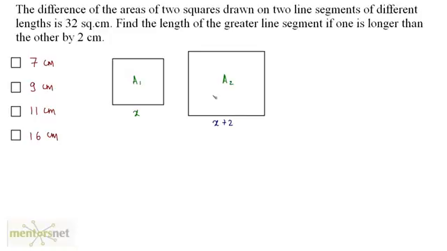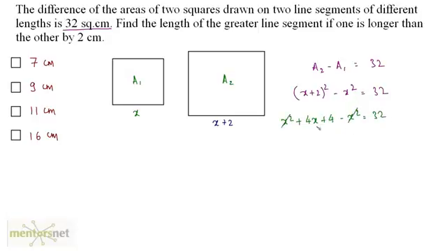Now we have been given the difference between these two areas. So I can write A2 minus A1 is equal to 32 square centimeter. What is A2? X plus 2 square, right? Side square, minus what is A1? It is x square, and this is 32. Now you can solve this. X plus 2 square is x square plus 2 times 2x, that's 4x, plus 2 square is 4, minus x square is equal to 32.